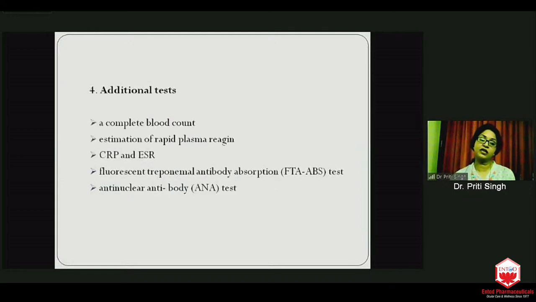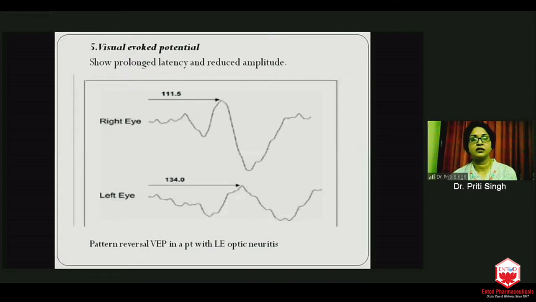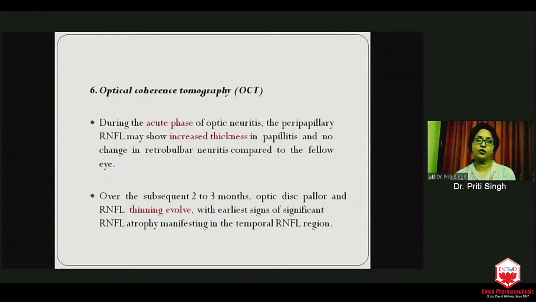If it is a first attack or if you are suspecting atypical optic neuritis, certain additional tests should also be done. Visual evoked potential shows prolonged latency and reduced amplitude in patients with optic neuritis. This is a pattern reversal VEP in a patient with left eye optic neuritis. As we can see, in the left eye, the amplitude is reduced and the latency is prolonged. Optical coherence tomography is a good investigation to evaluate the RNFL status in patients with optic neuritis. In the acute phase, there will be RNFL thickening in the peripheral area in papillitis, and there will be no changes in retrobulbar neuritis, whereas over some time, RNFL thinning evolves.